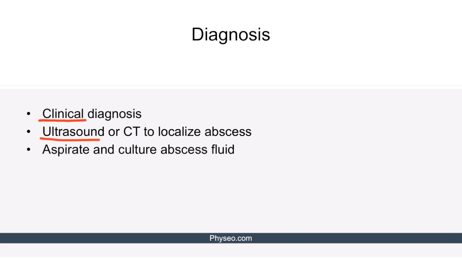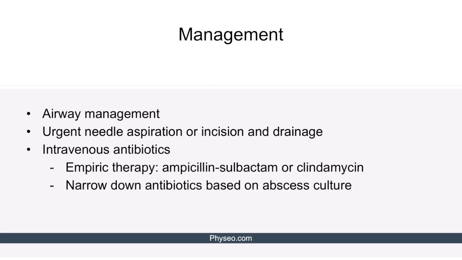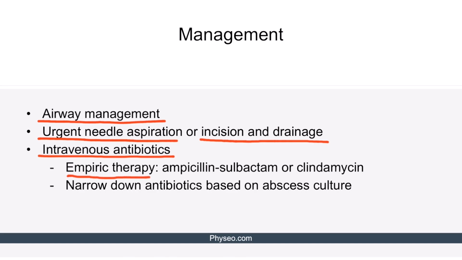Clinicians may order an ultrasound or CT to localize the abscess, and they may aspirate and culture the abscess fluid to help guide antibiotic therapy. Management of peritonsillar abscess begins with airway management, followed promptly by urgent needle aspiration or incision and drainage of the abscess, and IV antibiotics. It's important to note that IV antibiotics should be started immediately, even before the results of the abscess culture. Empiric therapy should aim at covering group A streptococci, Staph aureus, and respiratory anaerobes, which is usually achieved with either ampicillin sulbactam or clindamycin. The clinicians should subsequently narrow down the antibiotic regimen based on abscess culture.